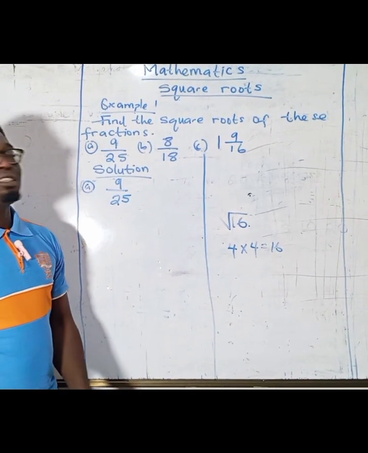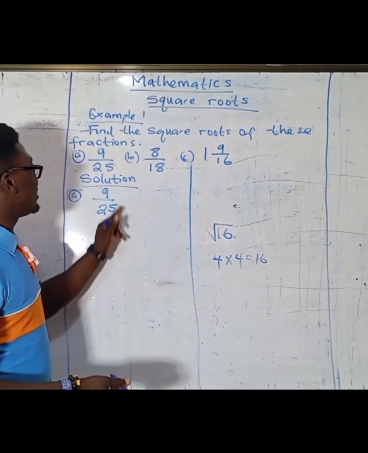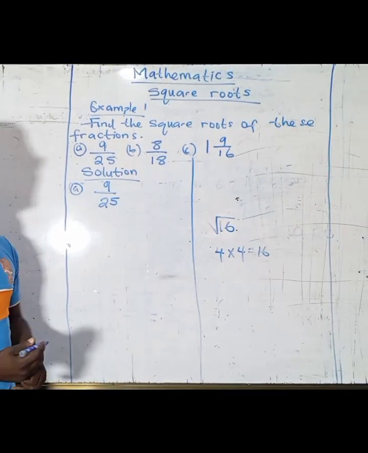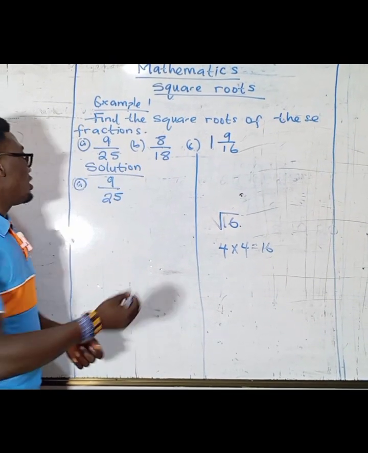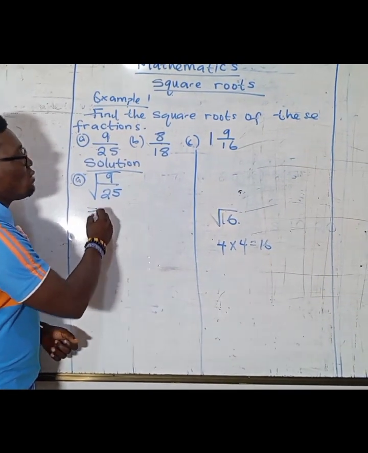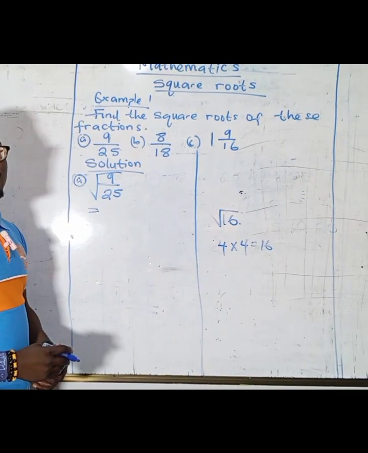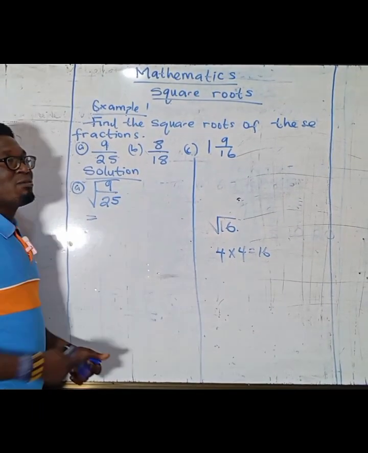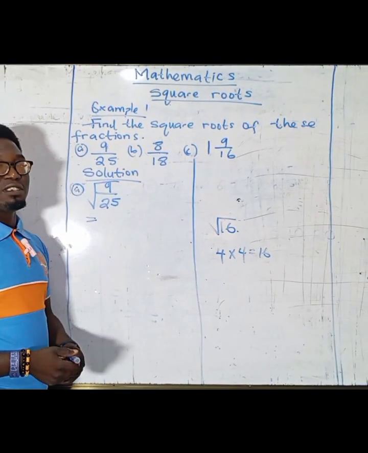Now, let's talk about this given example. Find the square root of these fractions. A, we have 9 over 25. So let's have our square root symbol. What number when you multiply by itself gives 9? It is 3. So the square root of 9 is 3. And what number when you multiply by itself gives 25 is 5.